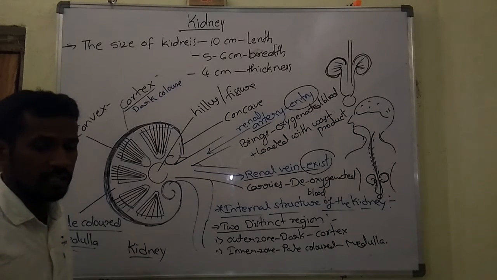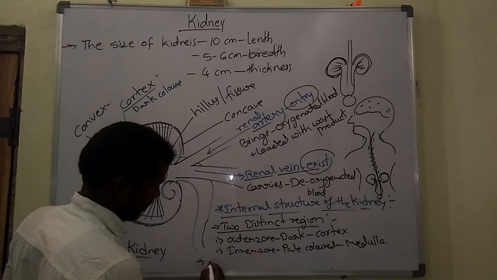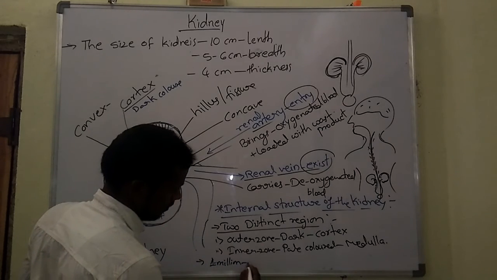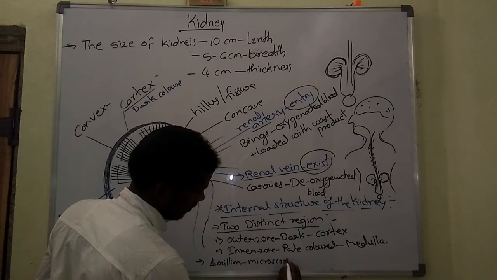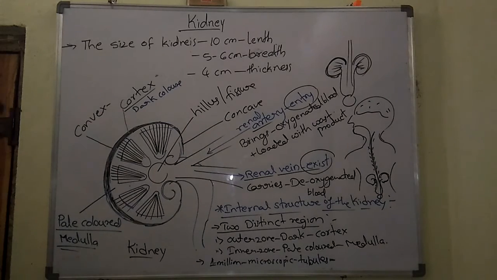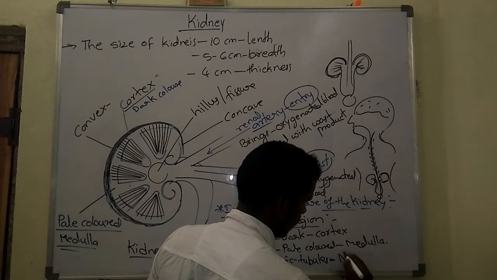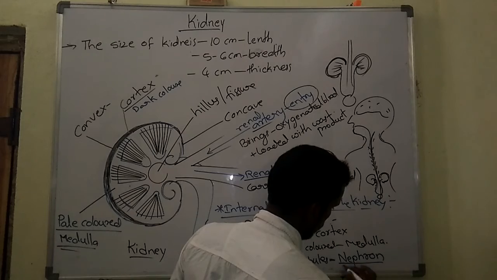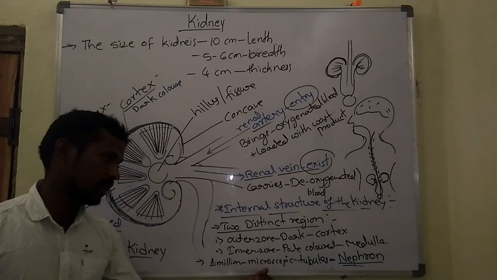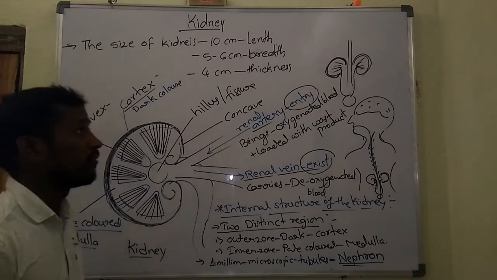Each kidney is made up of approximately more than 1 million microscopic units, microscopic tubules, and these thin tubular functional units are called nephrons or uriniferous tubules.